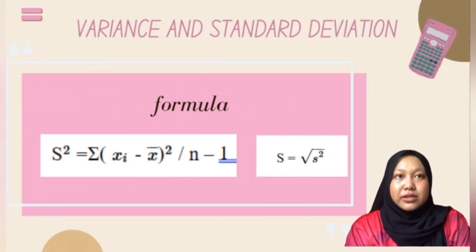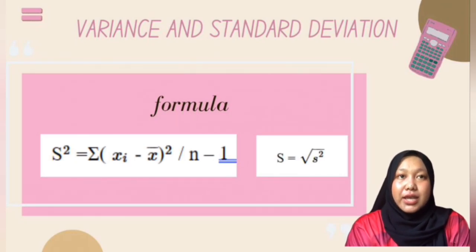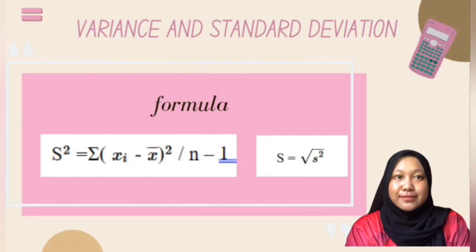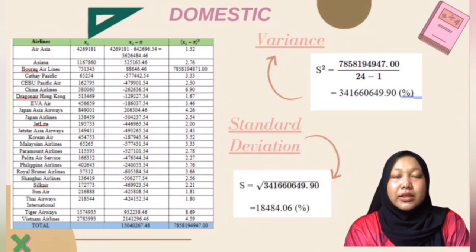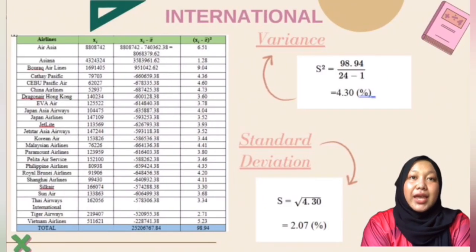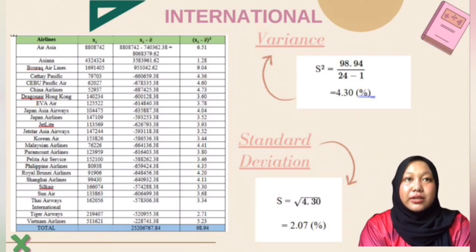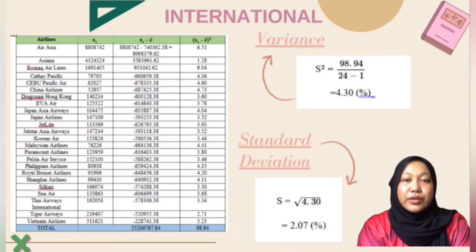Variance and standard deviation measure the variability of a data set using the mean of a certain group of numbers. As you can see, this is the table of variance and standard deviation for the domestic airline. The standard deviation for the domestic airline is 184.06%. And this is for the international airlines. The standard deviation for the international airline is 2.07%. As you can see, the domestic airlines' variance and standard deviation are higher than the international airlines.